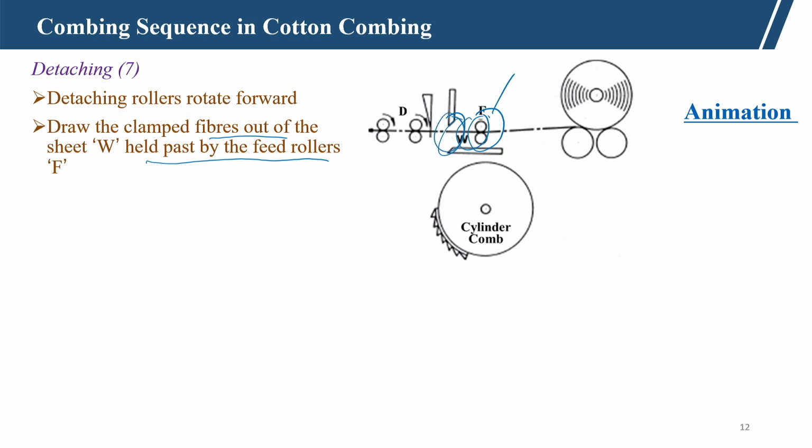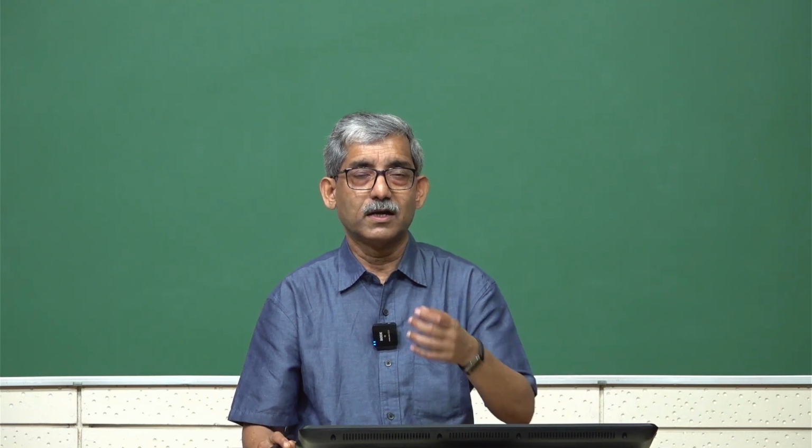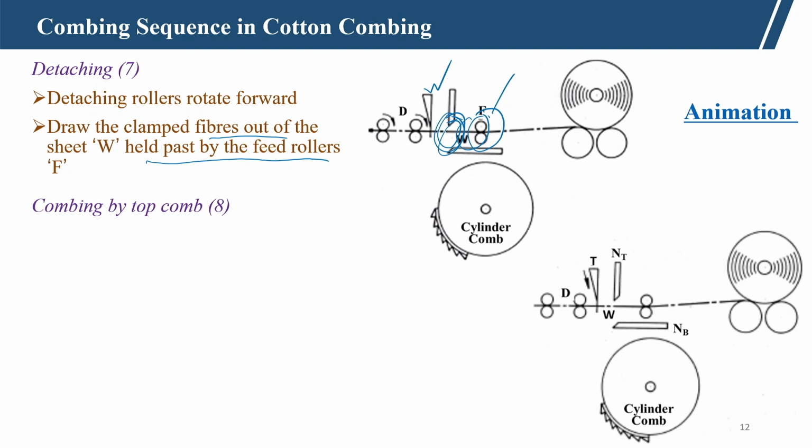sheet, and it will go through the top comb, so that the fiber does not come in clump form, and whatever short fibers were there, the short fiber neps at the tip of the lap, will be retained. So, now combing by top comb: this section, the top comb, has come into action. Before the start of the detaching, the top comb comes into action.